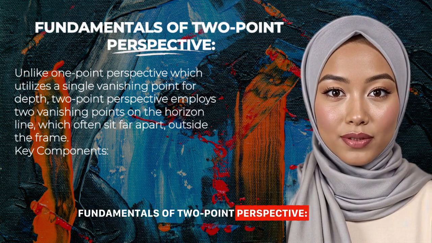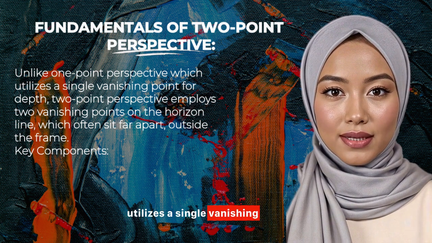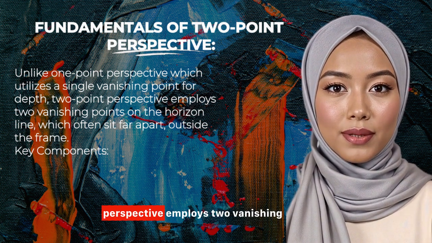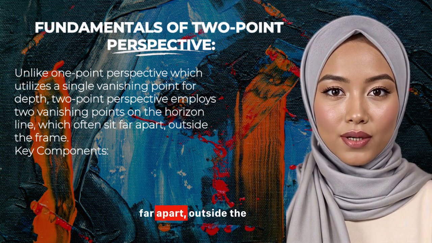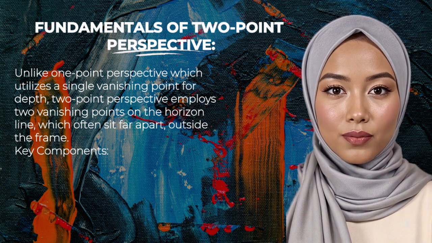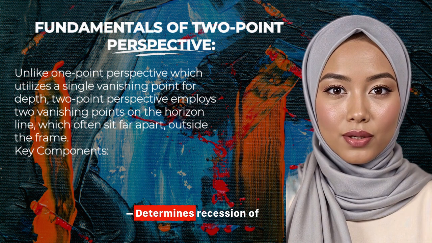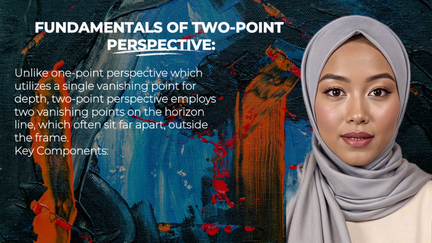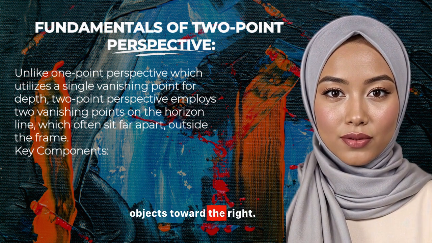Fundamentals of two-point perspective. Unlike one-point perspective, which utilizes a single vanishing point for depth, two-point perspective employs two vanishing points on the horizon line, which often sit far apart, outside the frame. Key components. Horizon line represents the viewer's eye level. Vanishing point A, left, determines recession of objects toward the left. Vanishing point B, right, determines recession of objects toward the right.